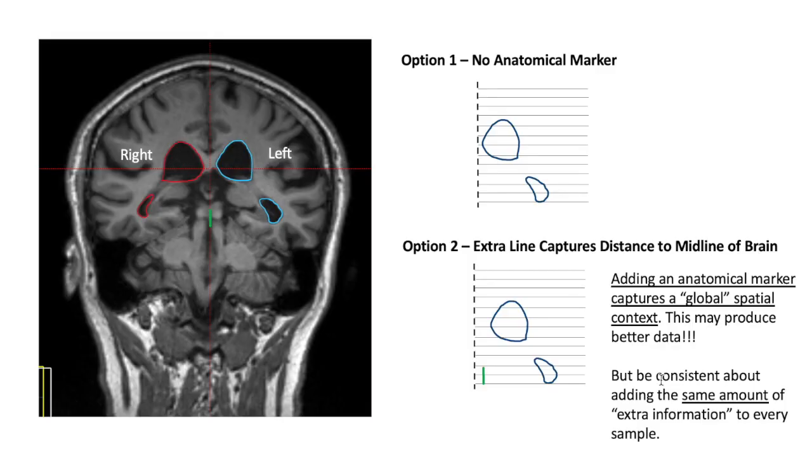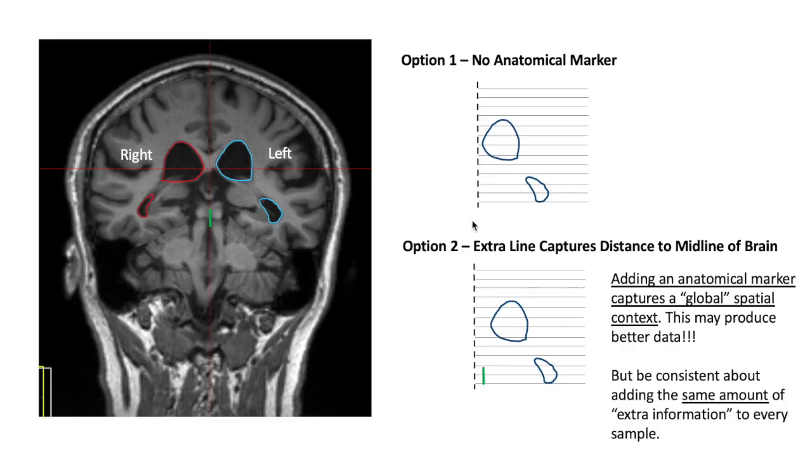And the important thing to remember is that you need to add the same amount of extra information to every sample, meaning this anatomical marker needs to be the same length in every patient, and it needs to be at the midline. And here I purposely made it so that the bottom edge is at the same level, or same horizontal line, as the bottom edge of this smaller shape. And this little technique has done wonders.